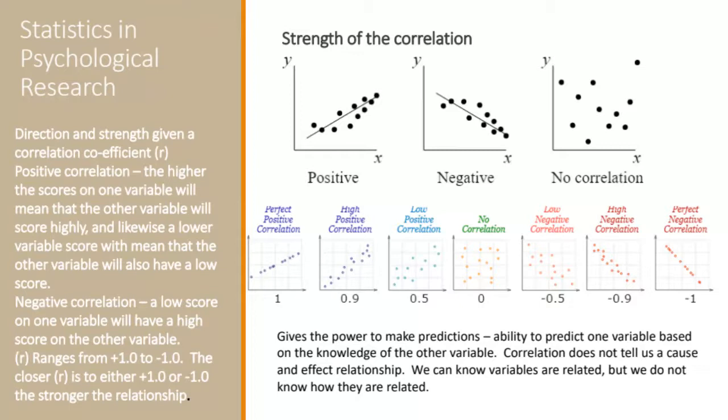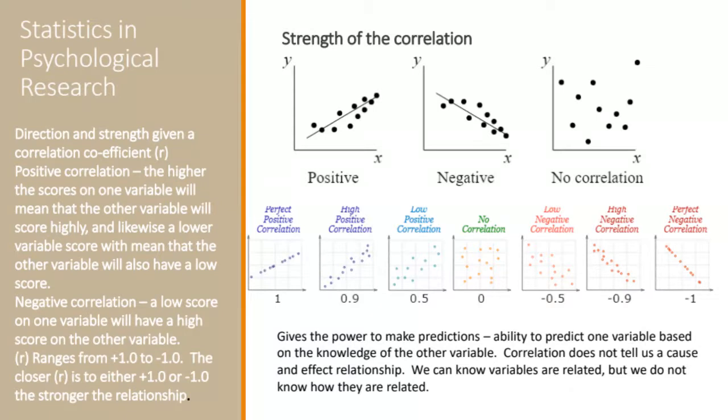So we put all of our data into our statistical package, and it tells us what the correlation is. If the correlation comes out at -0.9, you know there's a high negative correlation. There's a strong relationship between those two things. So it gives us the power to make predictions about one variable based on the knowledge of another variable.